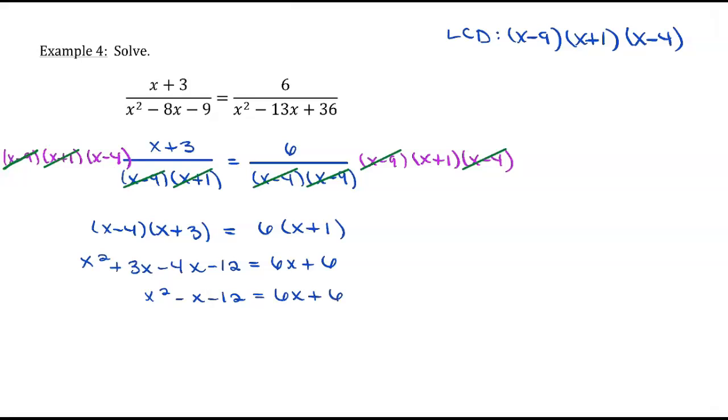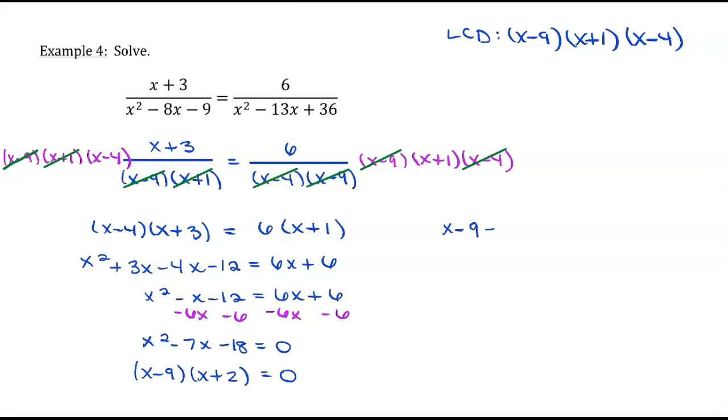Collecting all of our terms on the left side will give us a quadratic equation in standard form. So we'll subtract 6x from both sides, and we'll subtract 6 from both sides. This gives us x squared minus 7x minus 18 equals 0. Now we have a quadratic that we can factor. This factors as x minus 9 times x plus 2. And using our zero factor property, we know that we can split this into two equations, that x minus 9 could equal 0, or that x plus 2 could equal 0. If x minus 9 is equal to 0, then x must be equal to positive 9. And if x plus 2 is equal to 0, then x must equal negative 2.